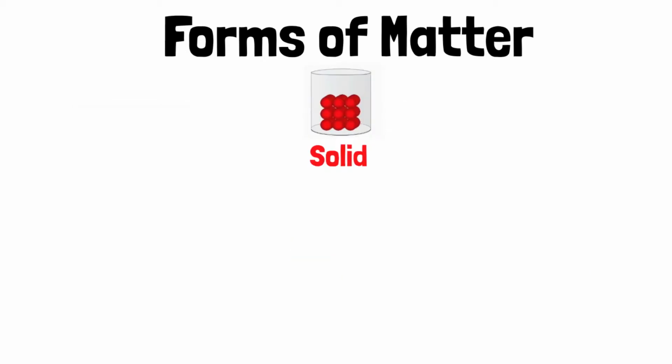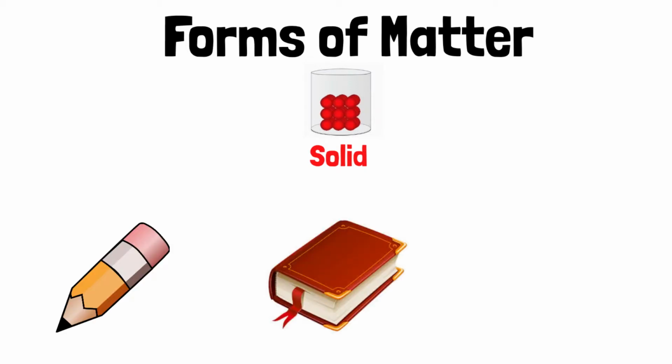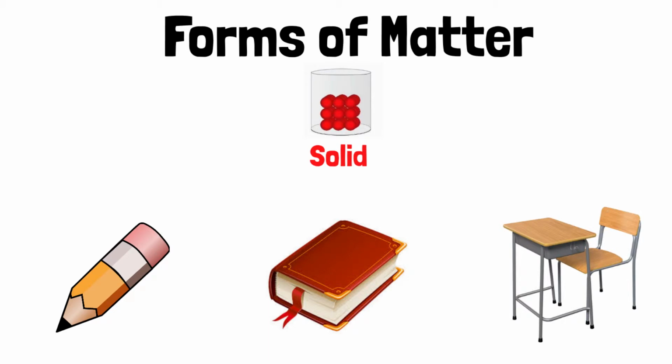A solid is a form of matter that has a shape that is not easily changed. Items such as a pencil, a book, and a desk are all solids. The reason that solids keep their shape is because the tiny particles that they are made of do not have enough energy to move past each other, so the particles stay in place.